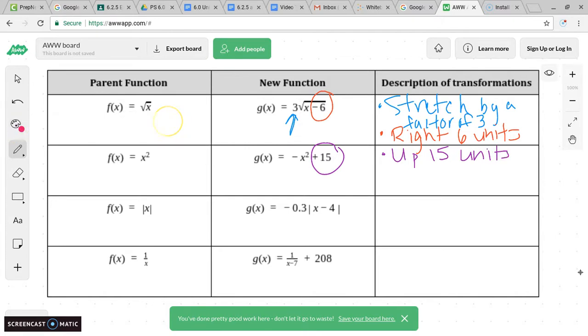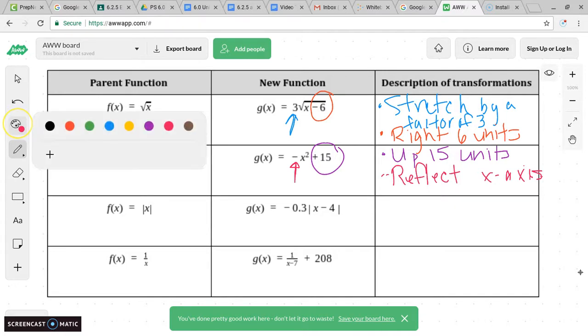And then the other thing that's going on is there's a negative out in front, and we don't want to forget about that negative because it is important. So when there's a negative, we are reflecting. So we know that for sure. And this negative is not inside parentheses. It is on the outside in front of the x. And so we are reflecting it across our x-axis. And that's how the second one is being transformed. So it is moving up and is reflecting across the x-axis.